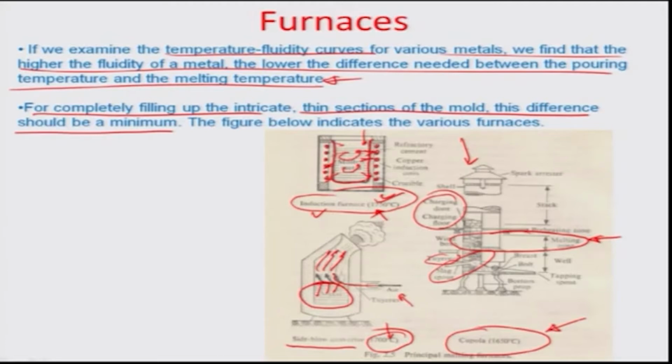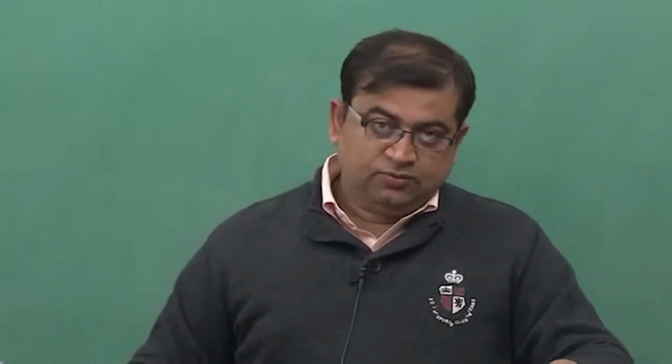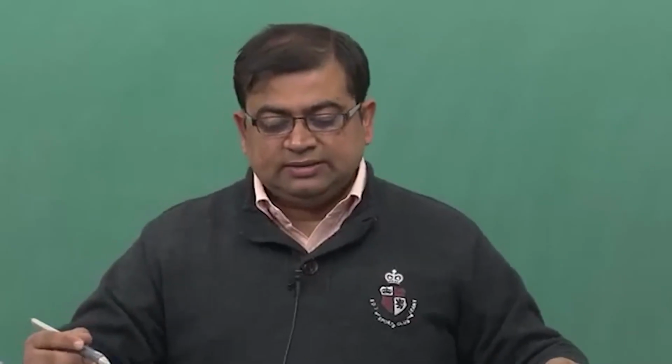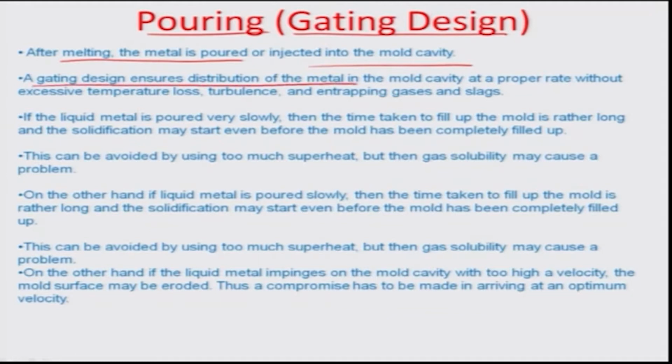Let us now look at the main important issue of how to design a particular casting. Okay, when we talk about filling times or solidification after the full cavity has been filled with metal, let us first discuss the gating design in a pouring process in great detail. So, what is gating? You know that after the metal is melted and poured and injected into a mold cavity, gating design ensures the distribution of the metal in the mold cavity at a proper rate without excessive temperature loss, turbulence, and entrapping gases and slags.